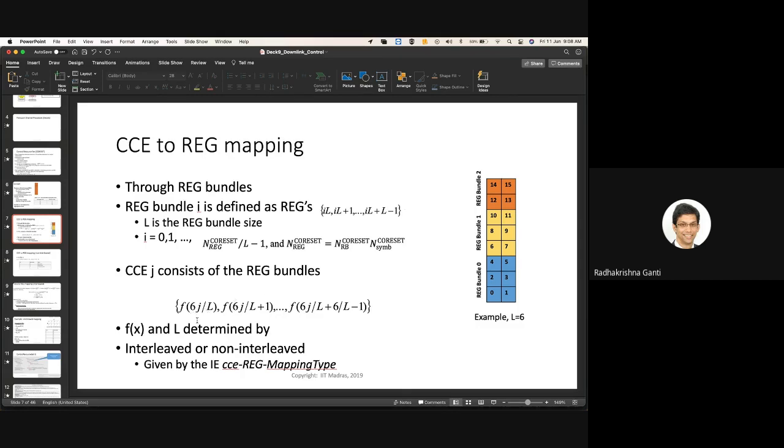So that's why, if you look at this equation, they said every jth CCE is mapped to so many REG bundles. The number of these is 6 by L minus 1. It starts at 0, so 6 by L. If you have L equal to 6, you have only one REG bundle it's mapped to. If you have L equal to 2, it will be mapped to 1, 2, 3 such bundles. And this is given by f of 6j divided by L. This f is the function that we have to determine.